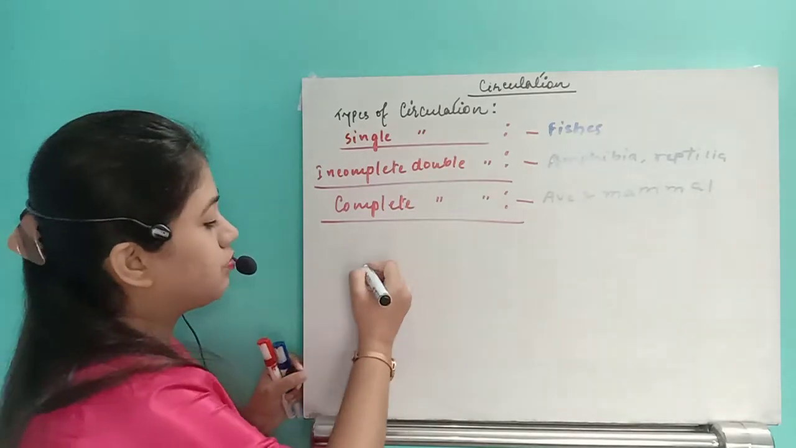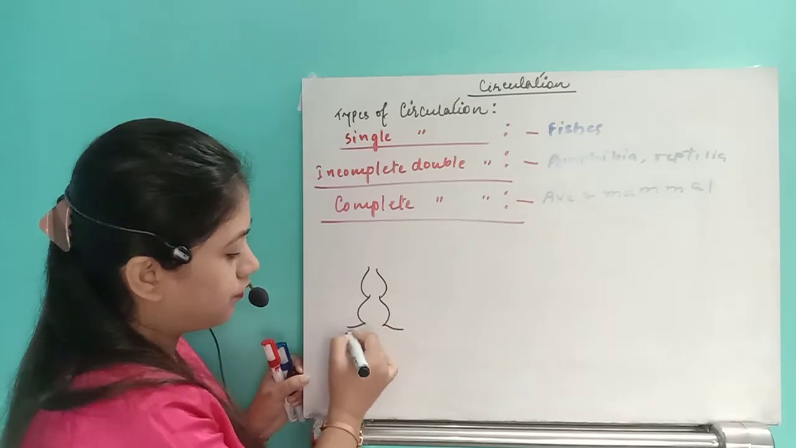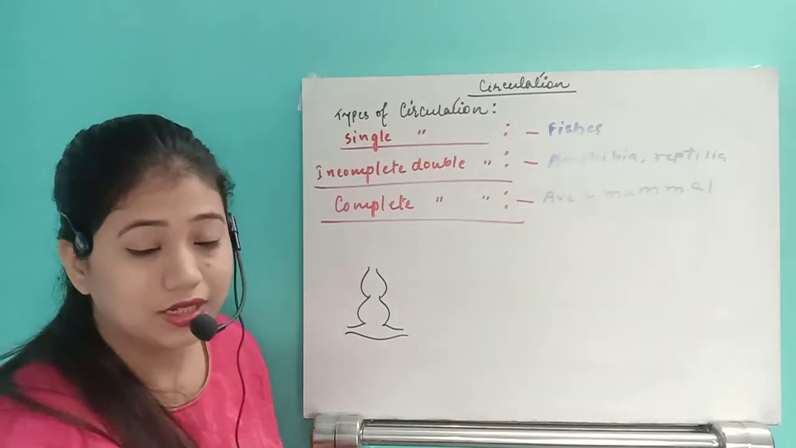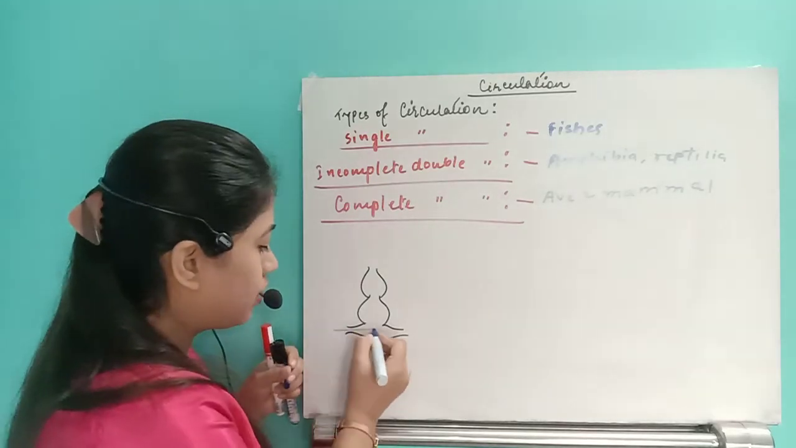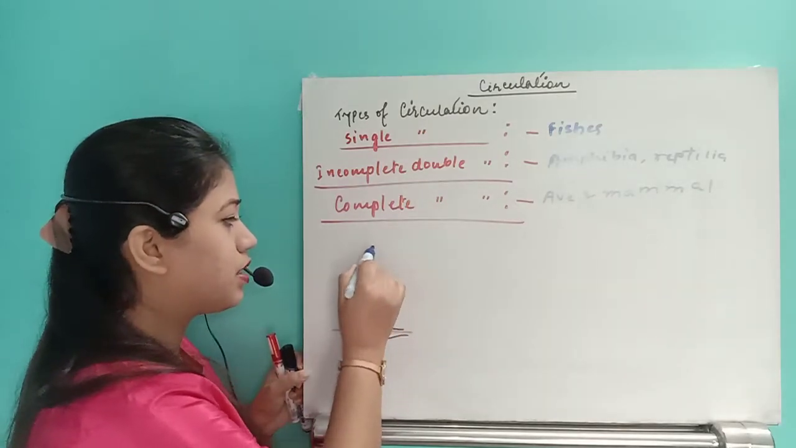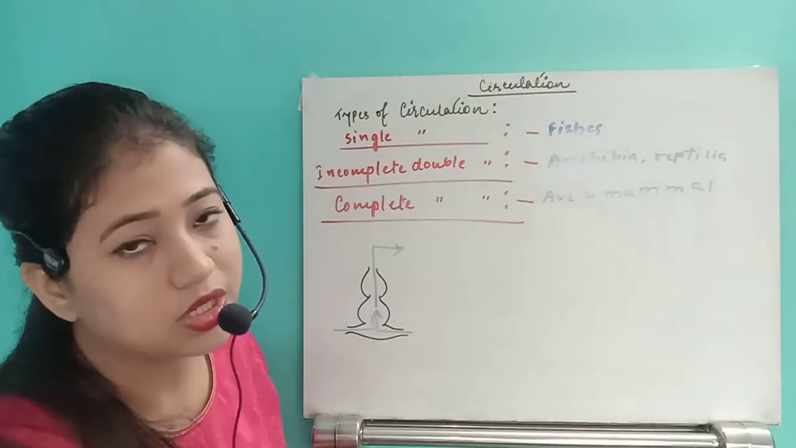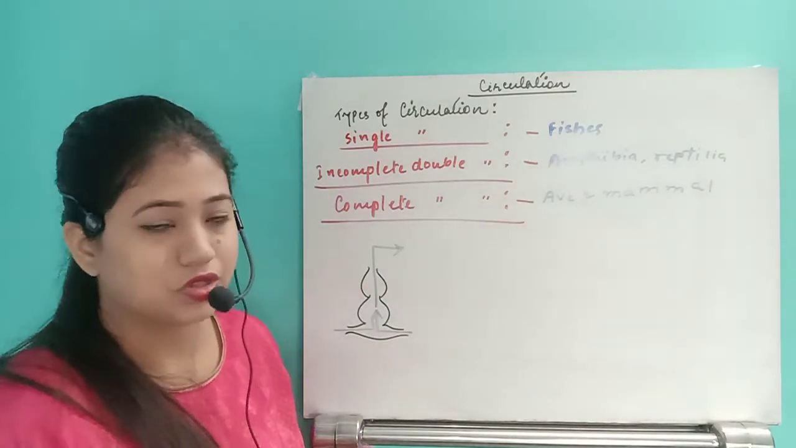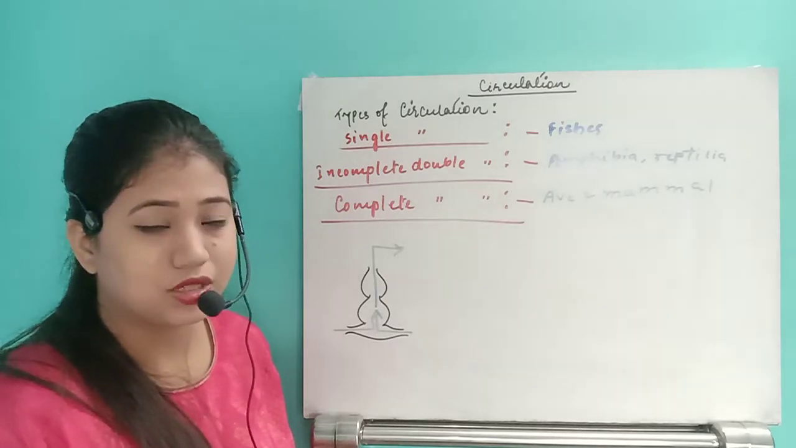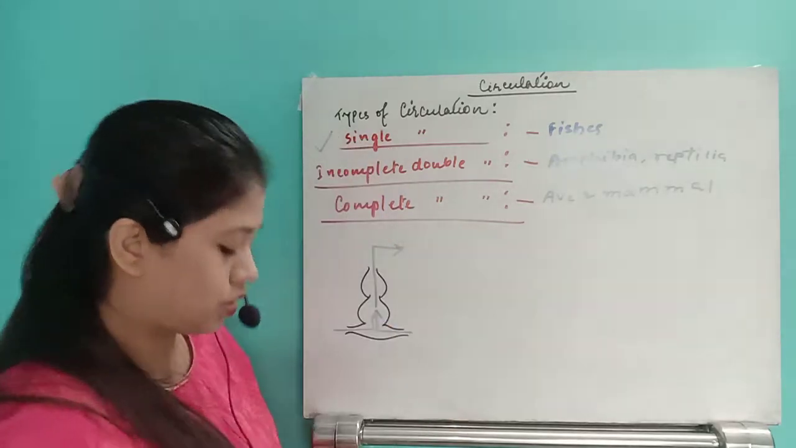Now just see, if it comes to the single circulation, this is the heart of the fish. In the fish heart, the blood that enters inside is only deoxygenated blood. Only deoxygenated blood passes through the heart. So this type of circulation is known as the single circulation. That means it pumps deoxygenated blood only once through the heart. So this is called the single circulation.